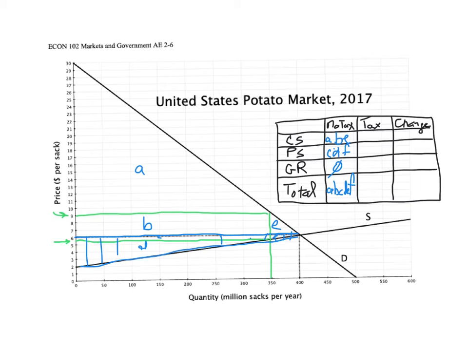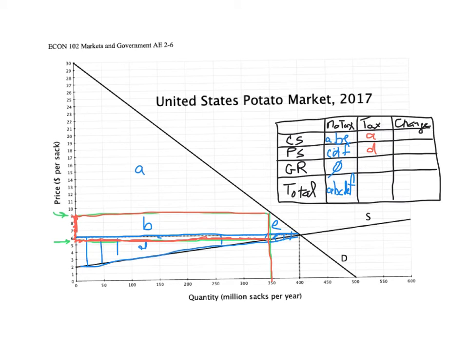All right, now along comes this tax. Under the tax, the price buyers pay goes up to 9. The price sellers receive goes down to 5.50. The quantity sold shrinks to just 350 million sacks of potatoes per year. Notice that consumer surplus, the area under the demand curve and above the price paid by buyers, is down to just area A. Producer surplus is down to just area D. Government's collecting $3.50 per sack, selling 350 million sacks.